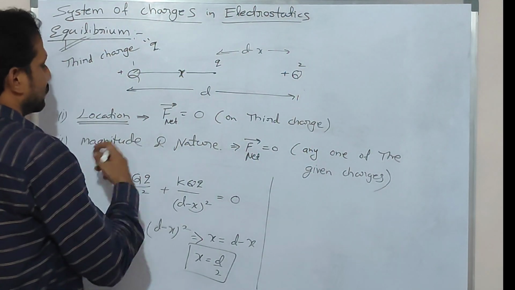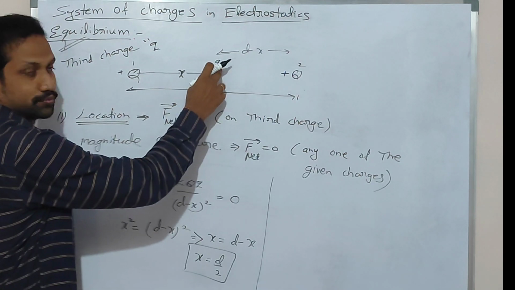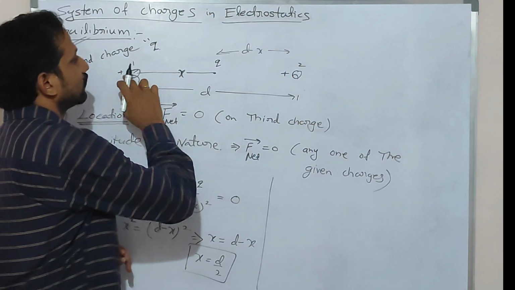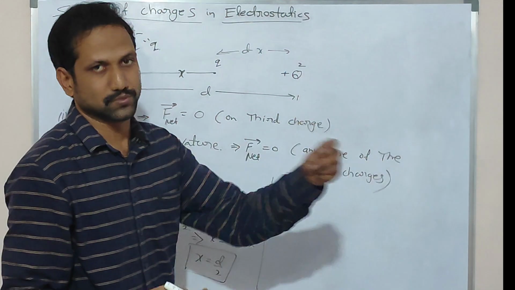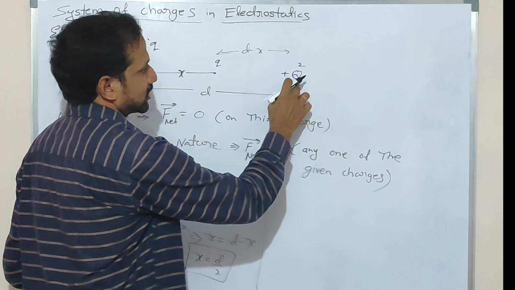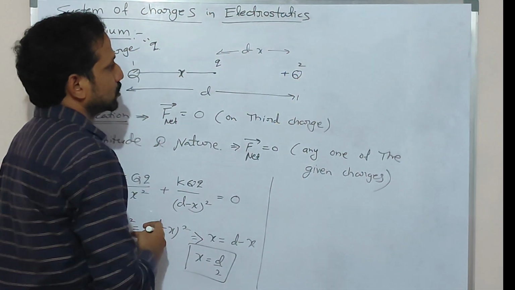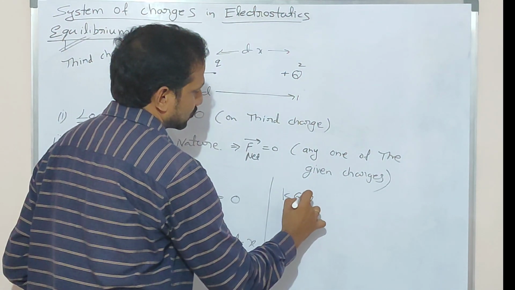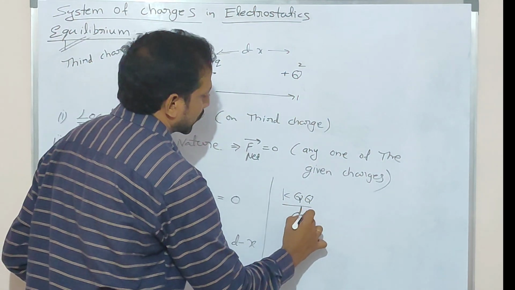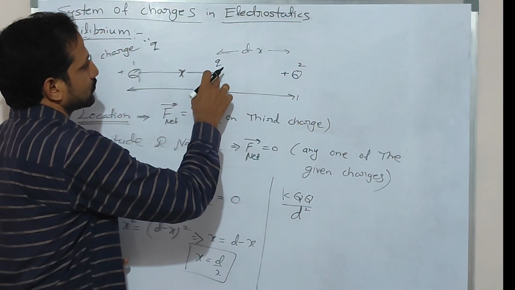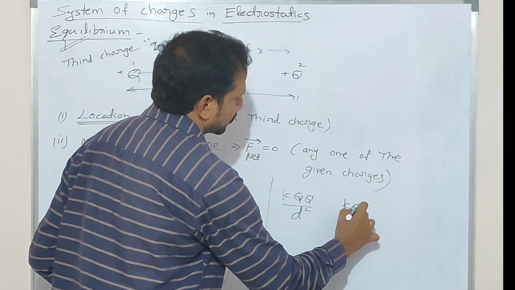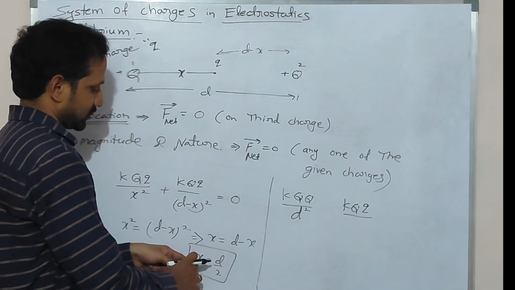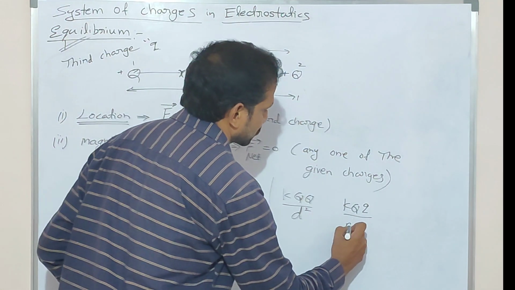Next, if you want to find the magnitude or the nature of this small q, you should equate the force acting on any one of the given charges to 0. Let us consider the force acting on the second charge. Due to the first charge, the force acting on it will be k capital Q into capital Q by d square, and due to this small q, the force will be k capital Q into small q divided by, we have already found x as d by 2, so we can substitute there.